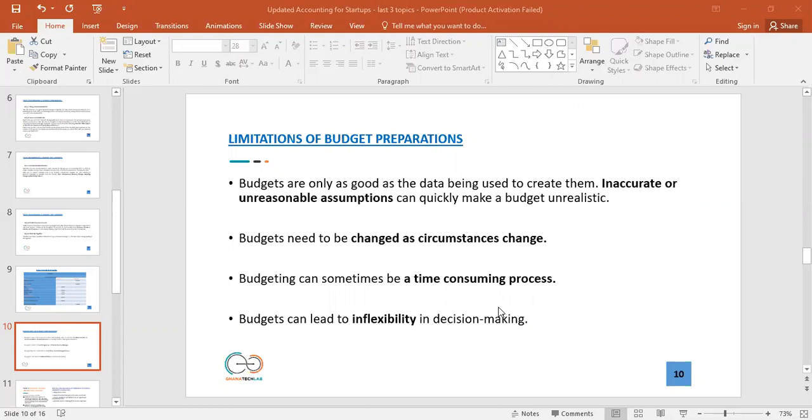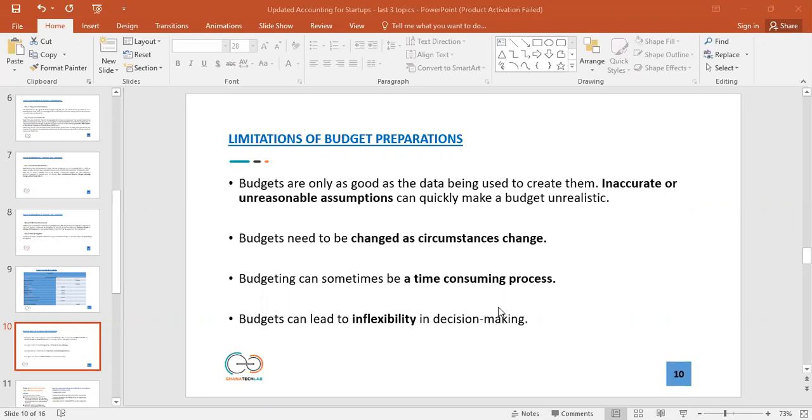Okay, so we also need to realize that budgets need to be changed as circumstances change. COVID-19 is a clear example. So if you have a budget, especially when your budget requires you to be on the field, you need to adjust your budget. Not necessarily changing the whole thing, but making some adjustments so that it can best fit the situation. And then also, budgeting can be time consuming. We need to get the patience and the time to do that. So we can dedicate a full day or a weekend to prepare our budget.